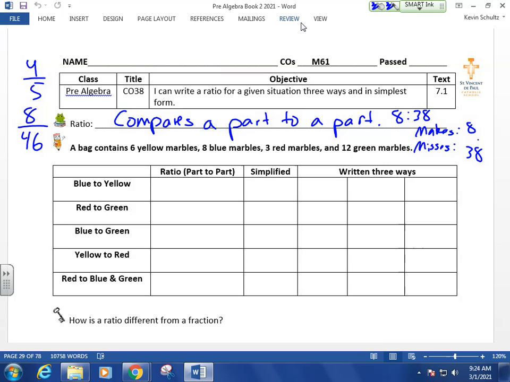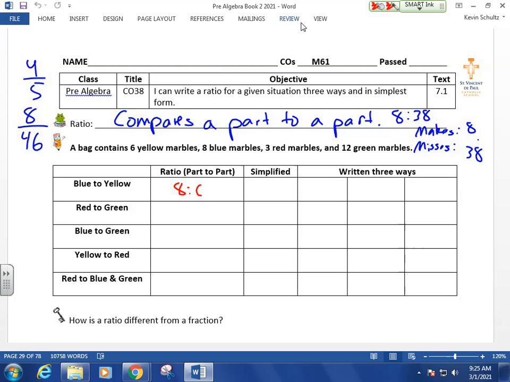So we've got a bag containing 6 yellow marbles, 8 blue ones, 3 red ones, and 12 green ones. What is the ratio of blue to yellow? What is the ratio of blue marbles to yellow marbles? How many blue ones are there? How many yellow ones are there? Leah? 8 to 6. Okay.